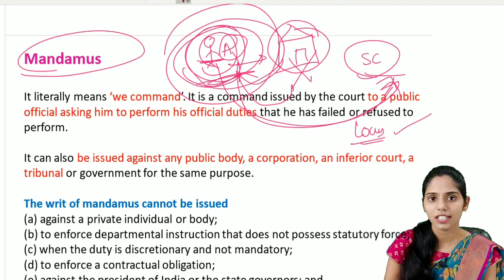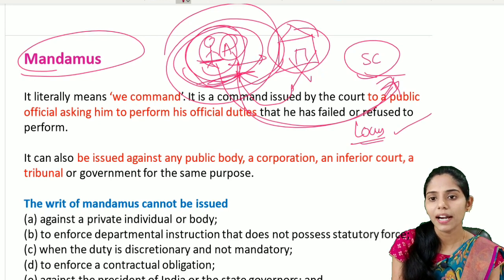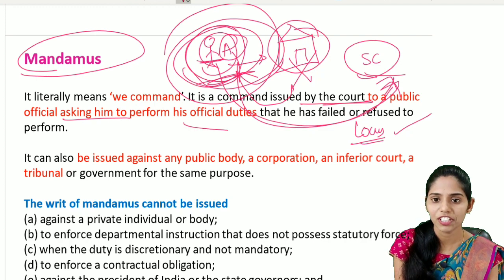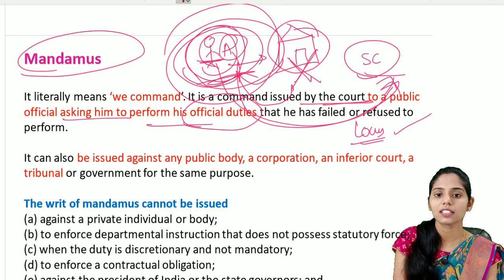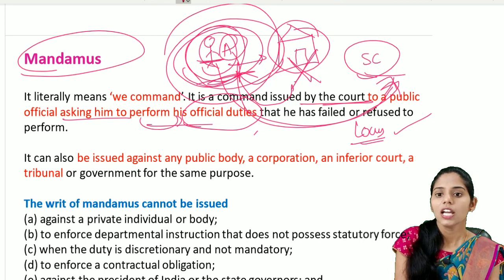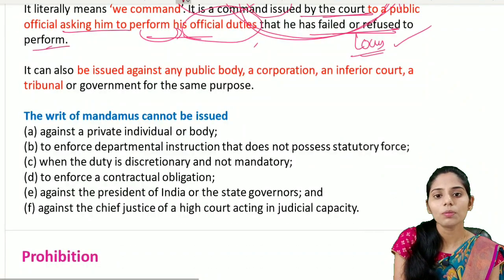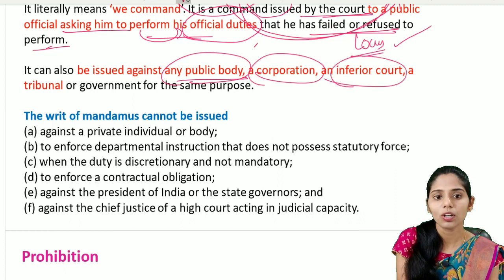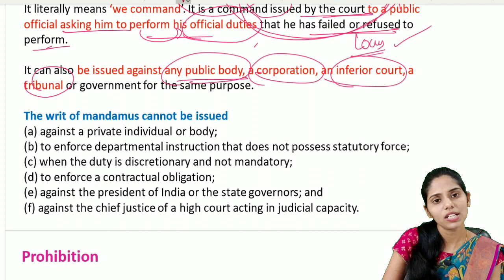Let us see what is written in the slide. Mandamus literally means we command. It is a command issued by the court to a public official asking him to perform his official duties. Whenever this office is not doing the work, the court asks him to do his official duties that he has failed or refused to perform earlier. It can also be issued against any public body or corporation, an inferior court or a tribunal, but not against private individuals. And this writ of mandamus cannot be issued in some cases. Let us see what they are.